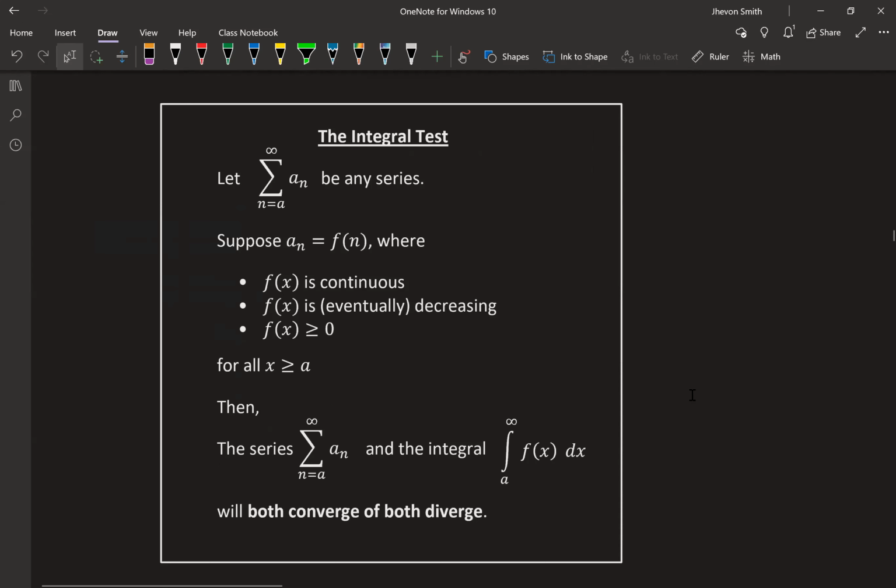Ultimately, we can end up with this sort of scenario here that we call the integral test. If you look at any series and you can look at the sequence as a function, and the function is continuous, it's decreasing, it's always positive, then the series and the corresponding improper integral will both converge or they'll both diverge. In other words, you can tell what the series is doing by knowing what the improper integral is doing.